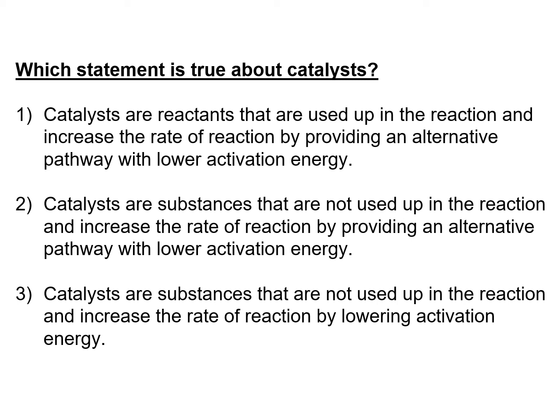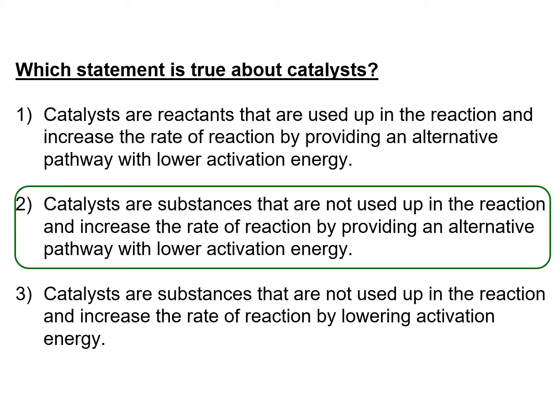If you chose number three, then you've made the common error, which lots of people make, of saying that they increase the rate of reaction by lowering activation energy. Remember, if we check number two, which is the correct answer, two things we need to remember are that they are not used up in the reaction and they provide an alternative pathway which has a lower activation energy. If you got that wrong, go back again and listen to my explanation. If you got it right, we can carry on and start practicing each of these different factors.